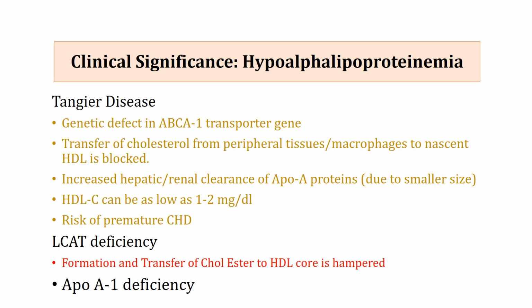The second condition is LCAT deficiency. This enzyme is required for esterification of free cholesterol and transfer of cholesterol ester into the core. In this deficiency, the formation and transfer of cholesterol ester to the HDL core is hampered. And the third one is ApoA1 deficiency. All these conditions are associated with hypo-alpha lipoproteinemia.